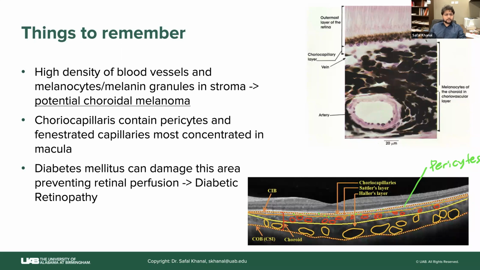Now, the choriocapillaris contain pericytes. These are the cells which are present along the walls of the capillaries, and these cells are often damaged in diabetes mellitus. So the damage to these capillaries prevents the perfusion to the outer retina, and it gives rise to a whole sort of different manifestations of complications in diabetes mellitus, including diabetic retinopathy in the eye.